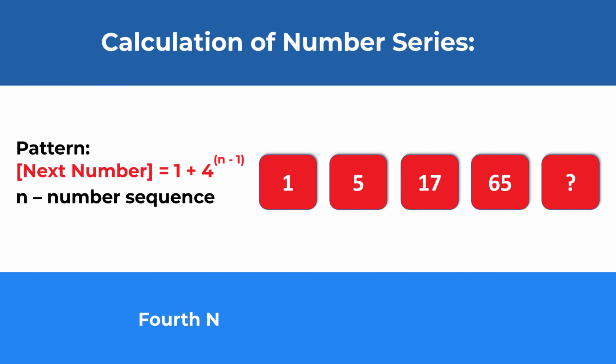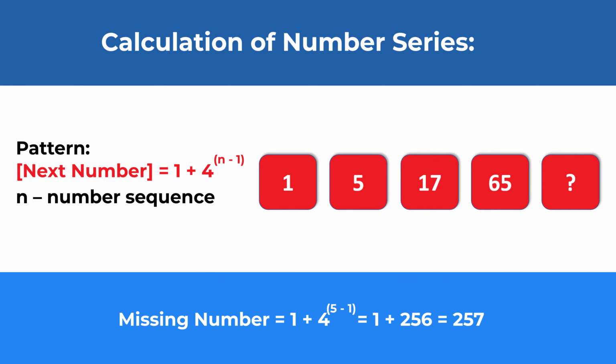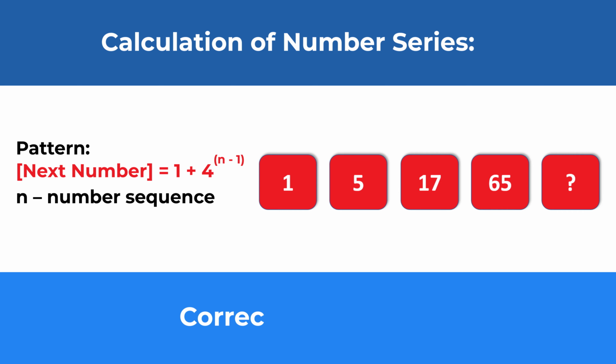The fourth number is calculated as 1 plus 4 in the power of 4 minus 1, which equals 1 plus 64 and equals 65. And the missing number is calculated as 1 plus 4 in the power of 5 minus 1, which equals 1 plus 256, which equals 257. So the correct choice here is choice B, 257.